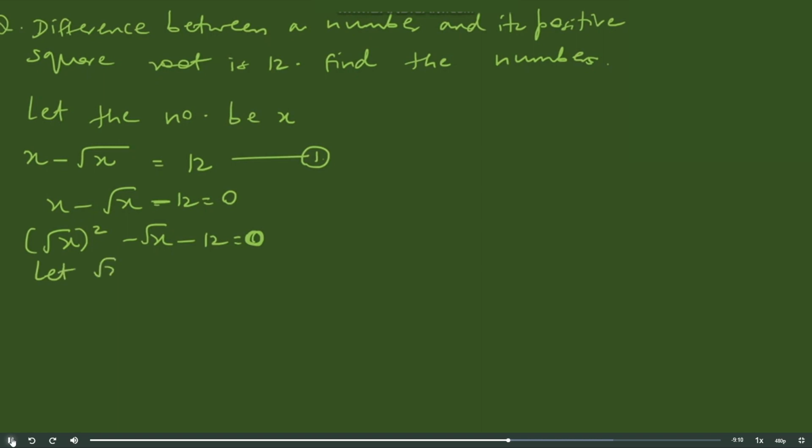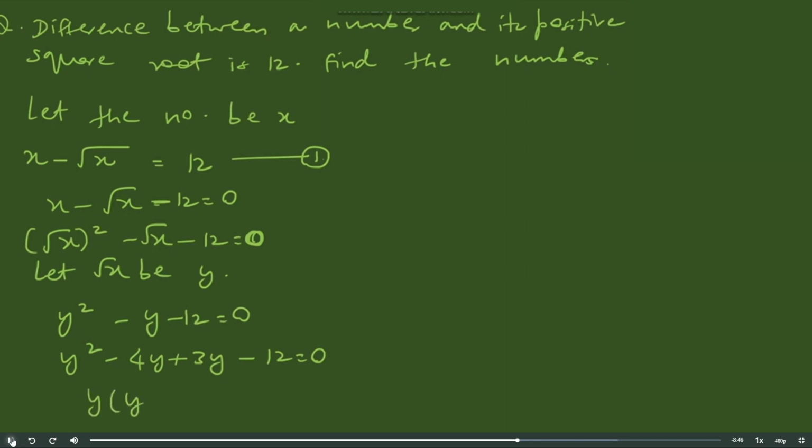Now let root x be y. So this is nothing but y square minus y minus 12 is equal to 0. Okay, so can I solve this? Y square minus 4y plus 3y minus 12 equals 0. 4 into 3 is 12, minus 4 plus 3 is minus 1. So this is y into y minus 4 plus 3 into y minus 4 equals 0. Y minus 4 and y plus 3 equals 0. Therefore, y is equal to 4, y is equal to minus 3.